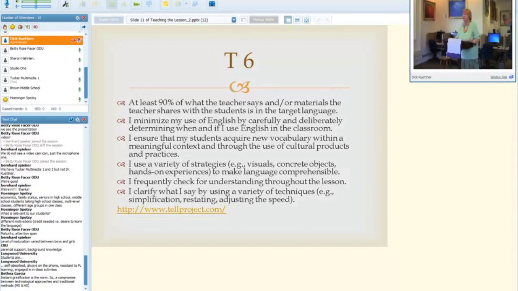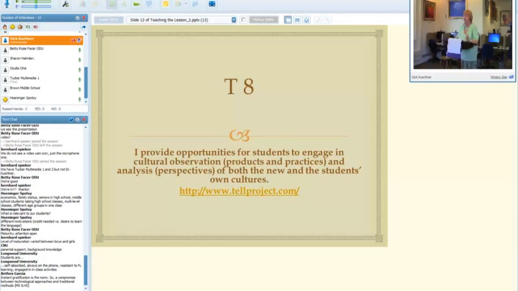And the third standard: I provide opportunities for students to engage in cultural observation, products, practices, and perspectives, your 5 C's, of both the new and the students' own cultures, which is very important. My input needs to address the culture of the new language, not just the culture of the student's first language. And these are the standards that the TEL documents give you. I'm not sure in what order, because I was adding things for my own purposes.